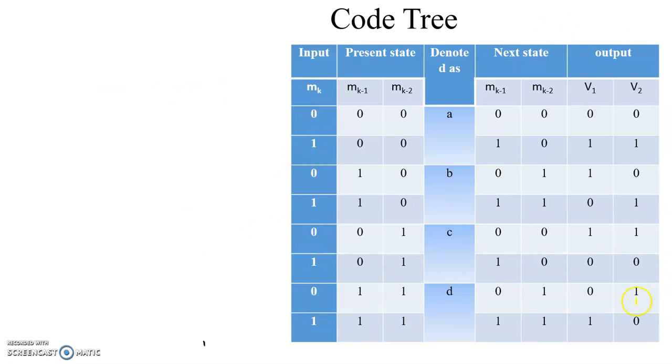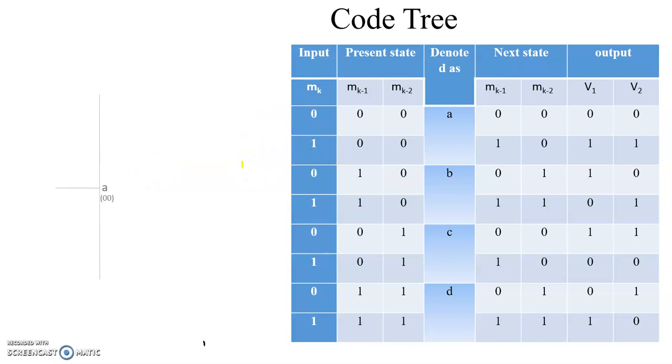With the help of the state table, we are going to prepare the code tree. For this, we start at the initial state A, that is state A is the 0 0 state. Now there is one thumb rule. If we have the input 0, then we move in the upward direction, and if we have the input 1, then we move in the downward direction.